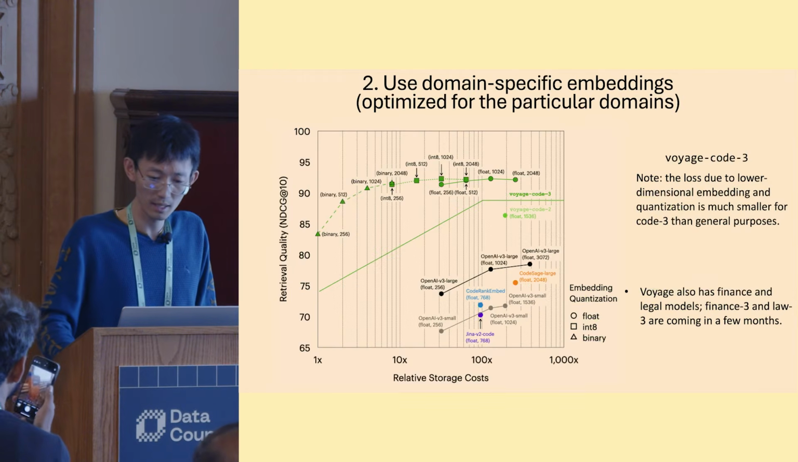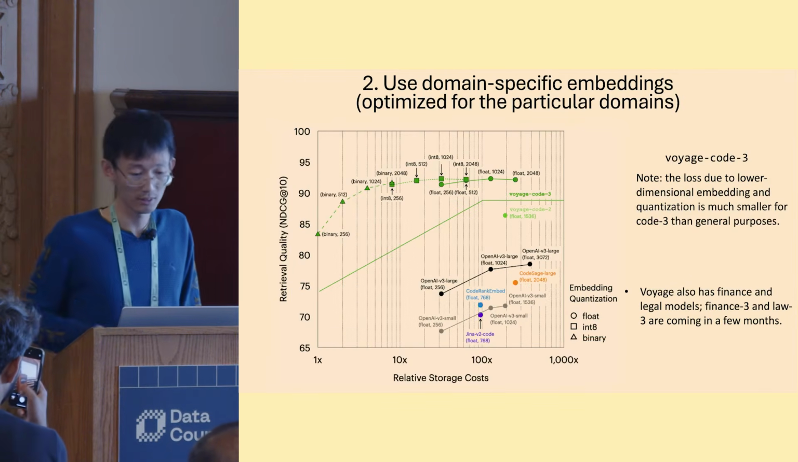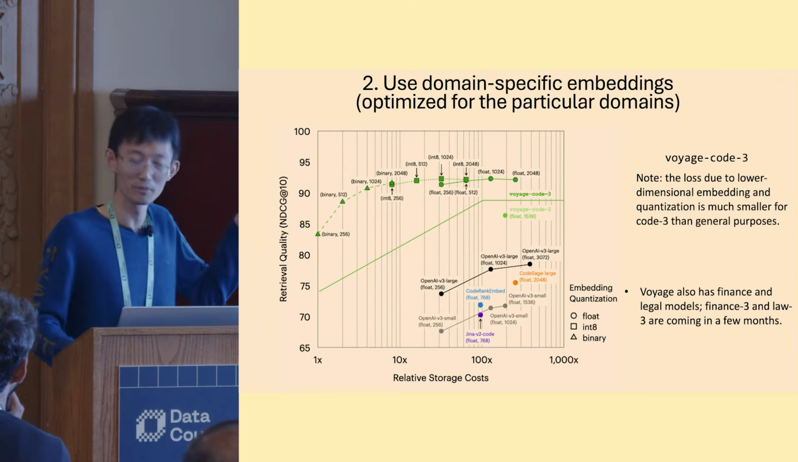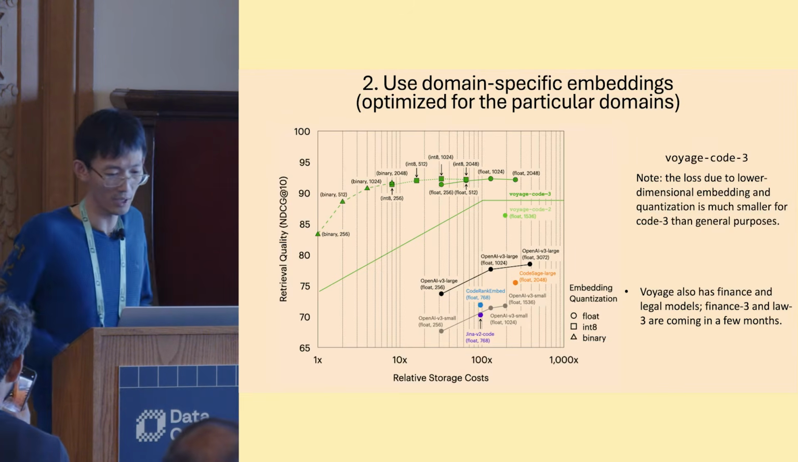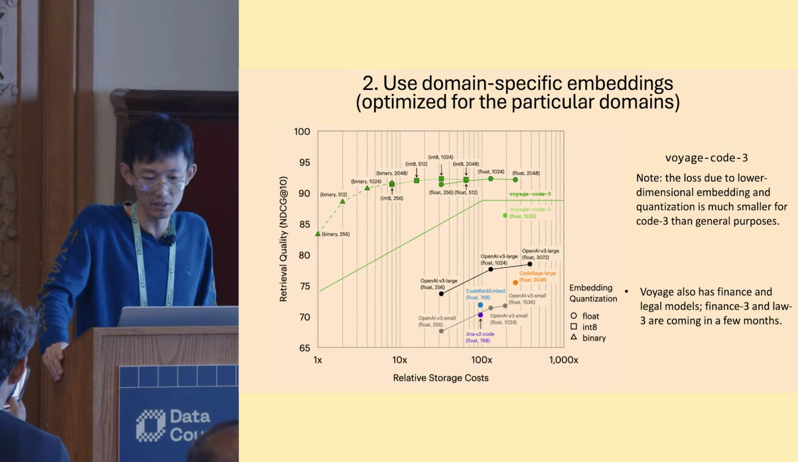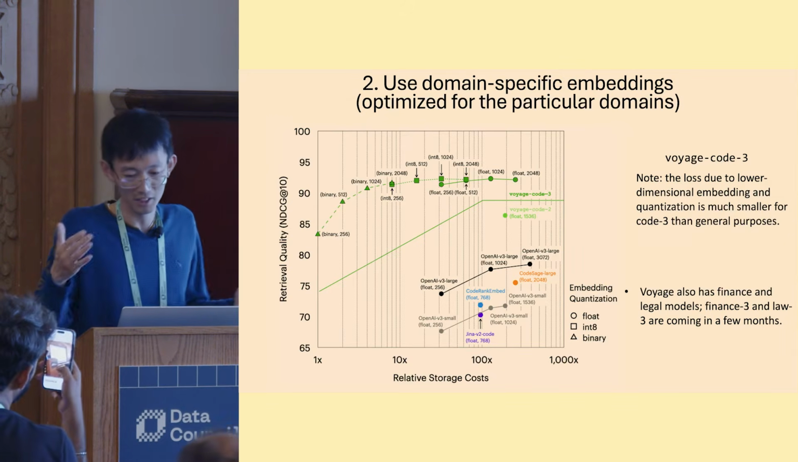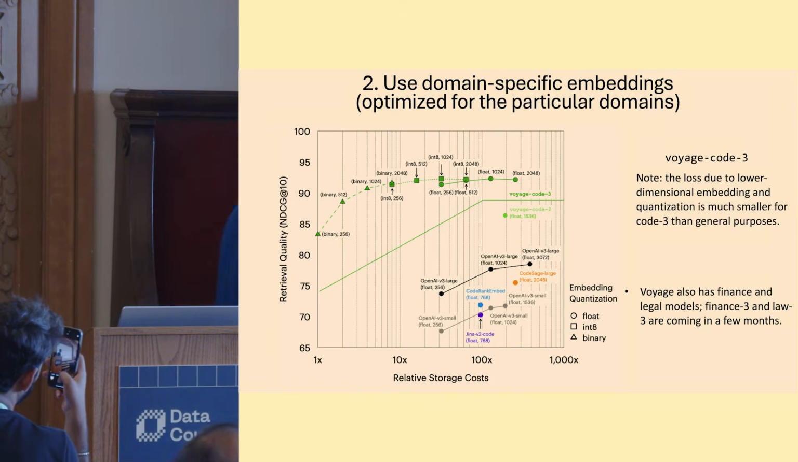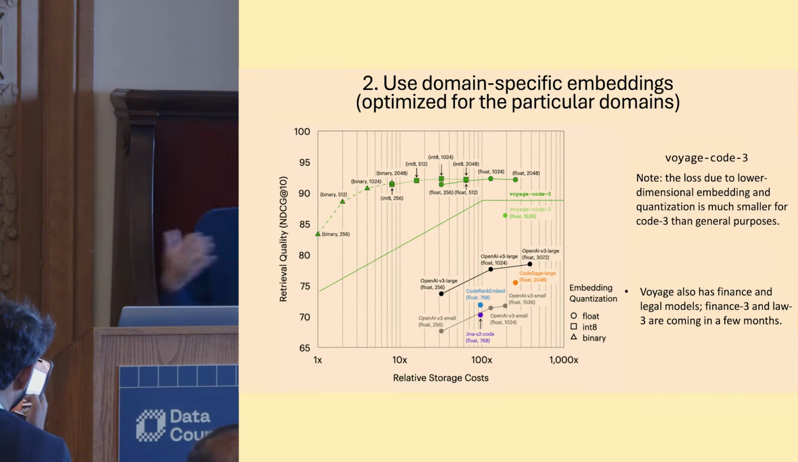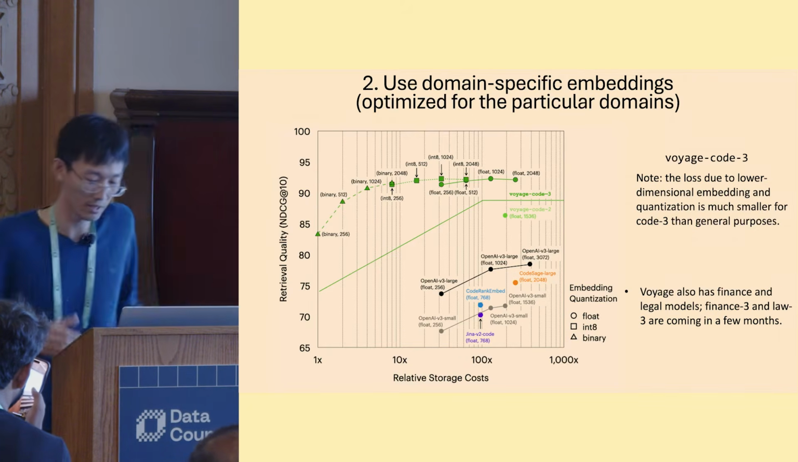So I have a list of this, so I'm going to go through them relatively quickly. The second one is that you can use some of the domain-specific embeddings, which are optimized for a particular use case. This is a little bit of an advertisement for Voyage. We built this code embedding model, which has much better accuracy on code retrieval tasks. It is trained on a lot of code data, and you can get much higher accuracy.